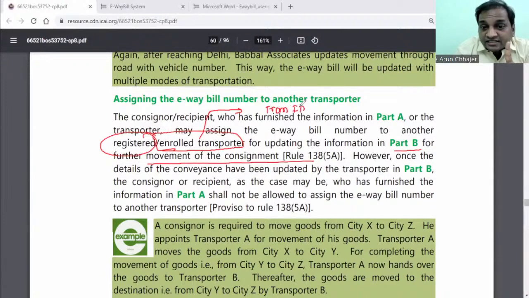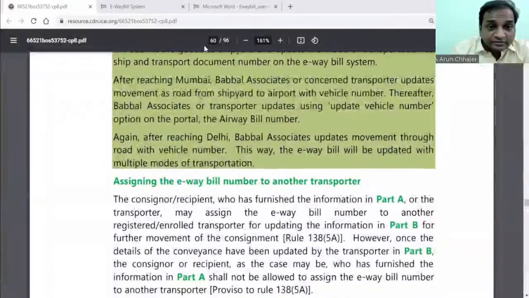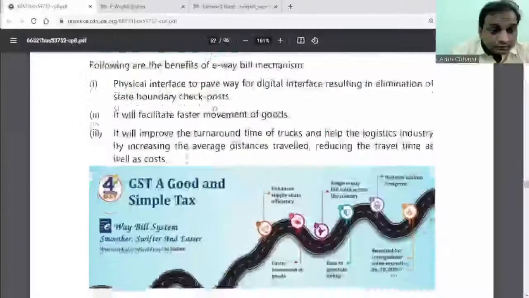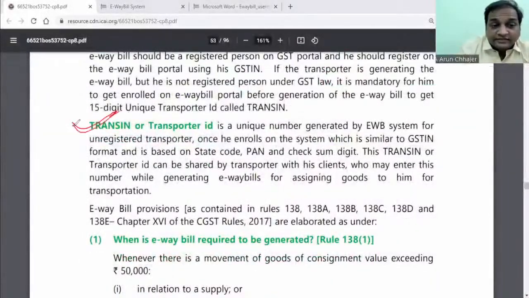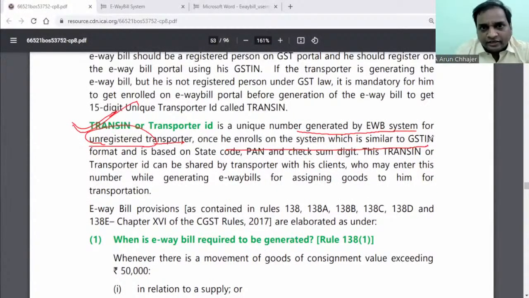It is called Trans ID. Let me go back, one second, so that I can explain. You can highlight this part. This transporter ID is a unique number generated by the EWB system for an unregistered transporter once he enrolls on the system, which is similar to the GST format. Like the GST number is 15 digits, the same, but it is used for the unregistered so that they can also generate the Eway Bill.